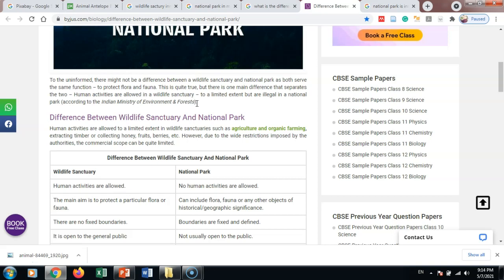But here, although it is not similar to biosphere reserves, some kind of human activities are allowed in the wildlife sanctuary to a limited extent, but are illegal in a national park, according to the Indian Ministry of Environment and Forest. So let us understand again. Human activities are allowed in a wildlife sanctuary, and it is not only banned, it is illegal in case of a national park. So this is the big difference.